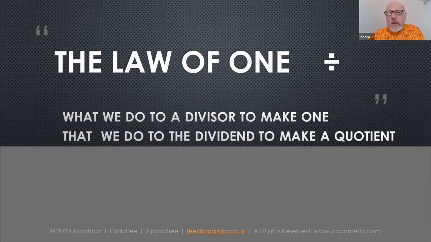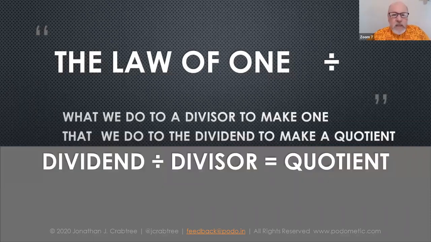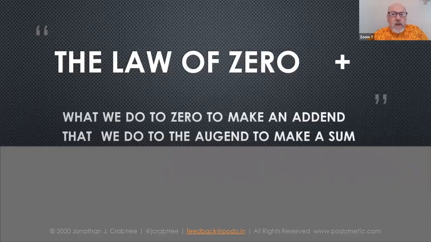And we've got the problem that we have children understand that multiplication makes more because they never understood that multiplication and division are proportional operations as defined by Euclid and as lost by Henry Billingsley in 1570, which is what I argued about with my teacher when I was in grade 2 at age 7. So dividend divided by divisor equals quotient. So the law of 0 for addition, what we do to 0 to make an addend, we do to the augend to make a sum.